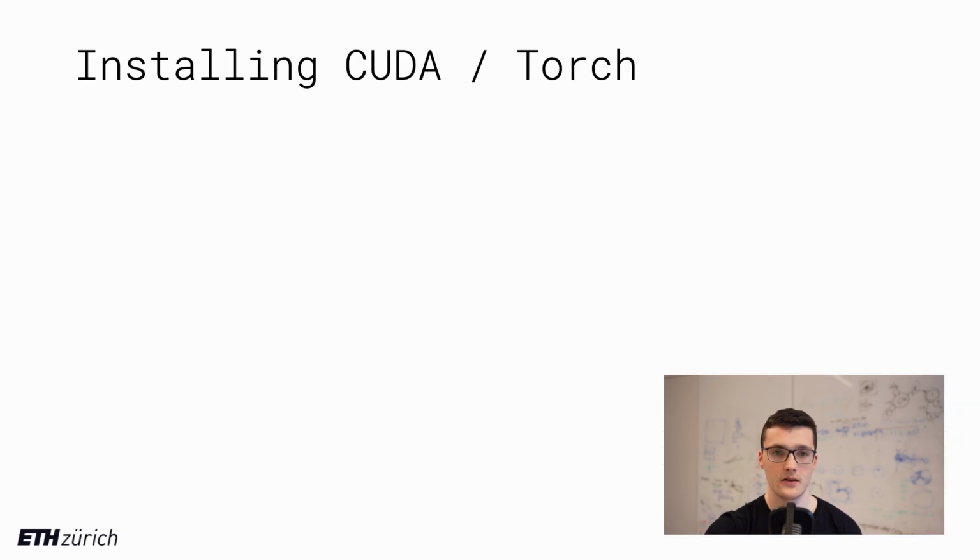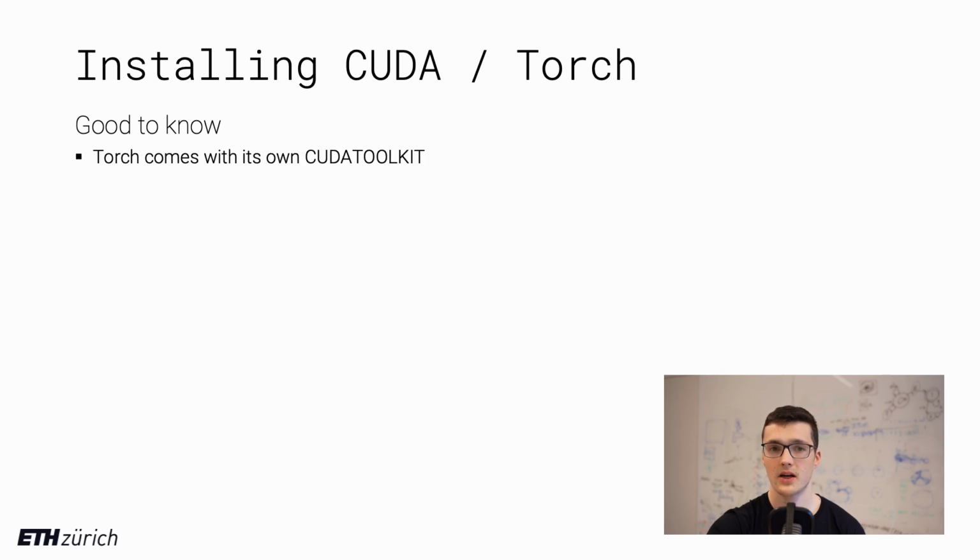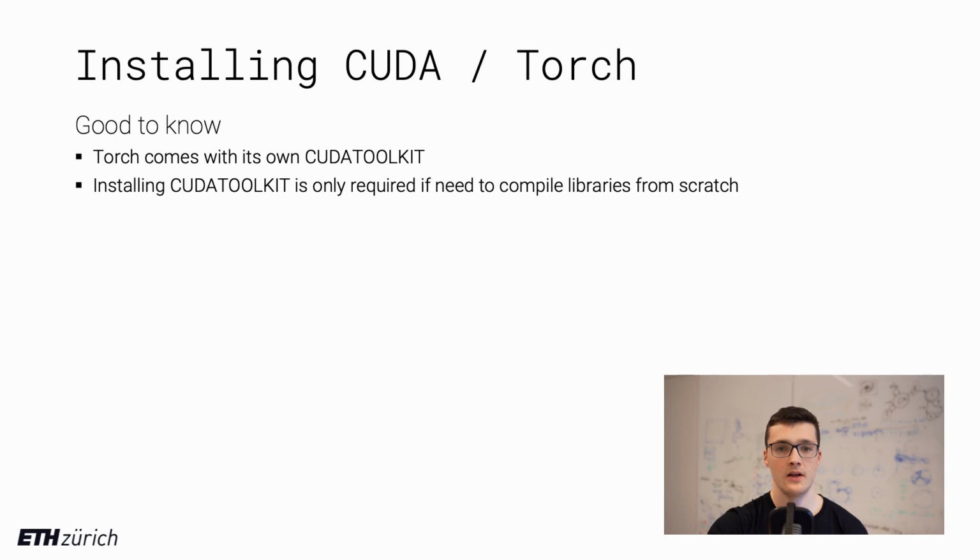Okay, so with this, the next problem where people typically have troubles is installing CUDA or Torch, and there are a few things that you need to know to get it right. The good thing to know is that Torch comes with its own CUDA toolkit. So per default you don't need to install the CUDA toolkit on your system, you can just pip install Torch. You only need the CUDA toolkit if you need to compile libraries from scratch. Also keep in mind that there's a graphics card driver version that you need to have running such that CUDA is enabled, but it's not the same as your CUDA toolkit version.